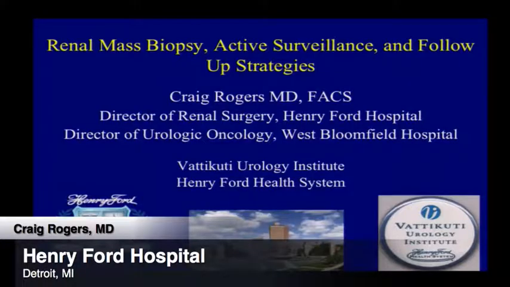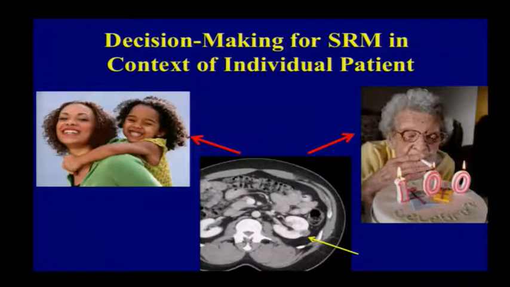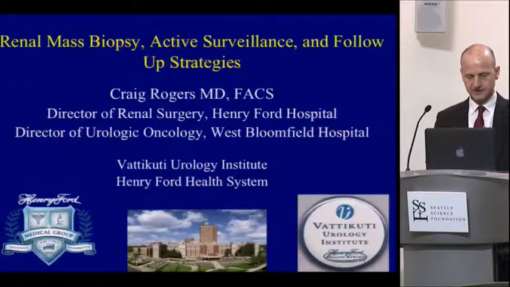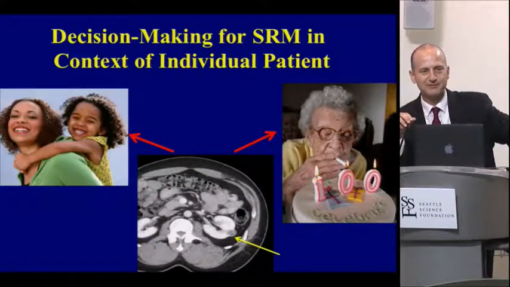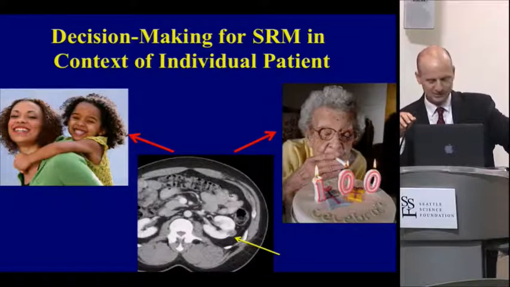So we're going to talk about biopsy, active surveillance, all the things that do not involve surgery. You're here to learn techniques, but not everyone is a candidate for surgery. So how do you make these decisions? Well, it's going to be in the context of the patient. So you have the patient on the right, obviously not a good surgical candidate, although she may think she is.